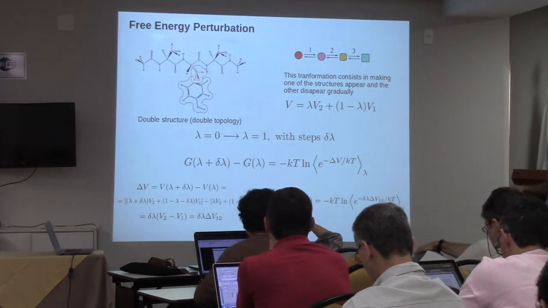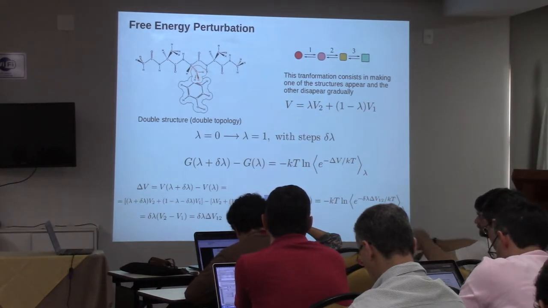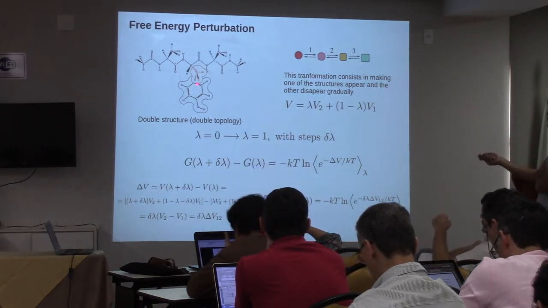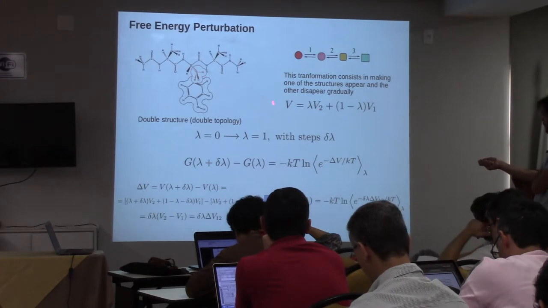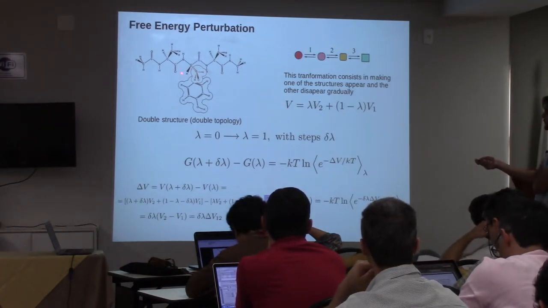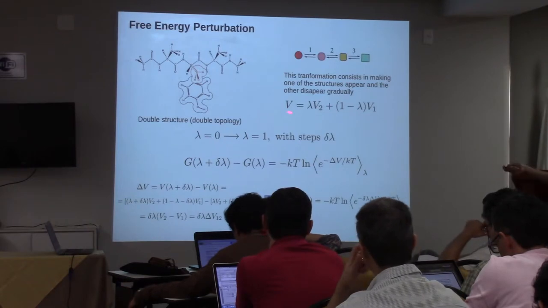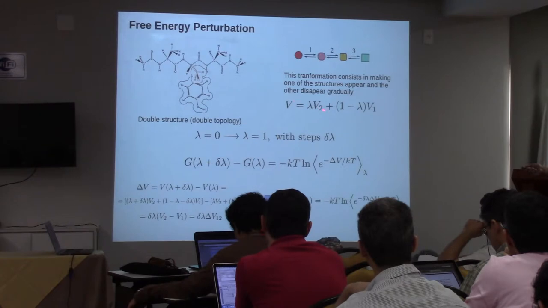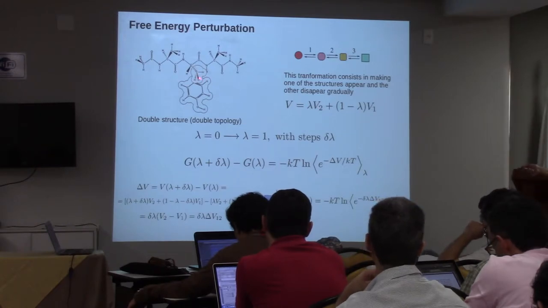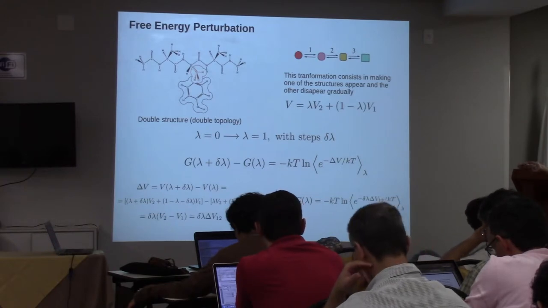And what is done in practice, this is one way of doing free energy perturbation in practice, is to do a simulation in which the potential energy of the system, instead of being computed as the potential energy of the alanine or the potential energy of the tyrosine, will be computed as a combination of the interactions of the environment with the alanine and the interactions of the environment with the tyrosine.